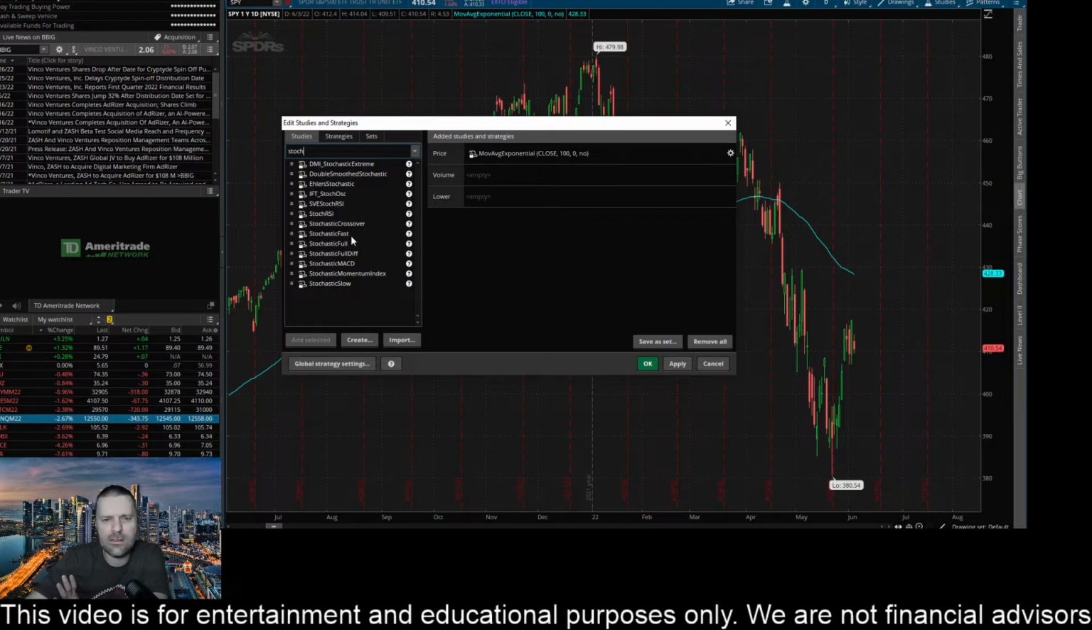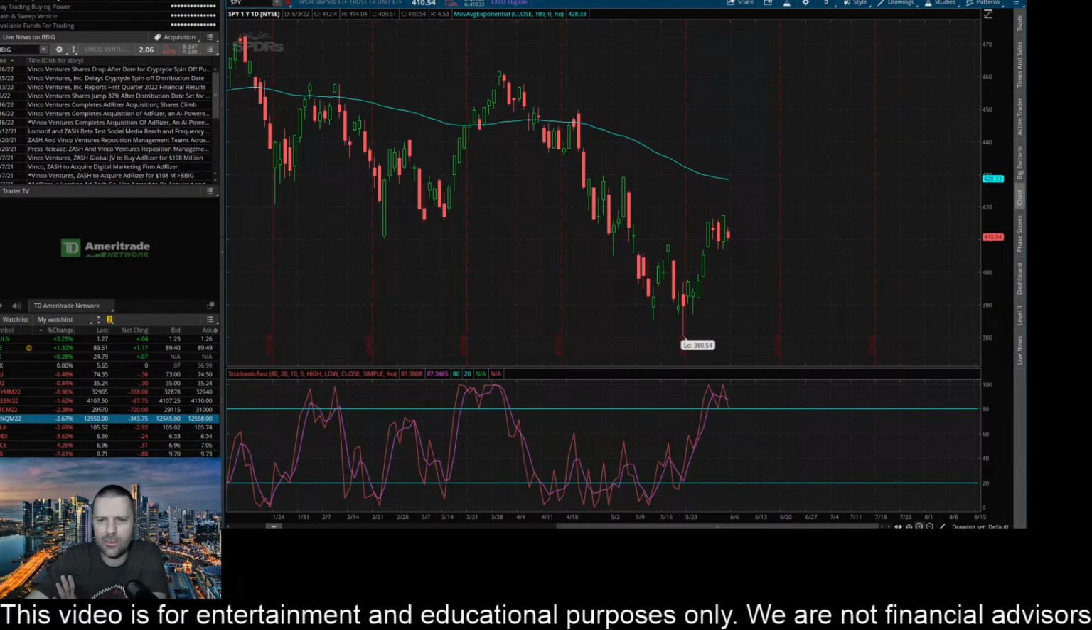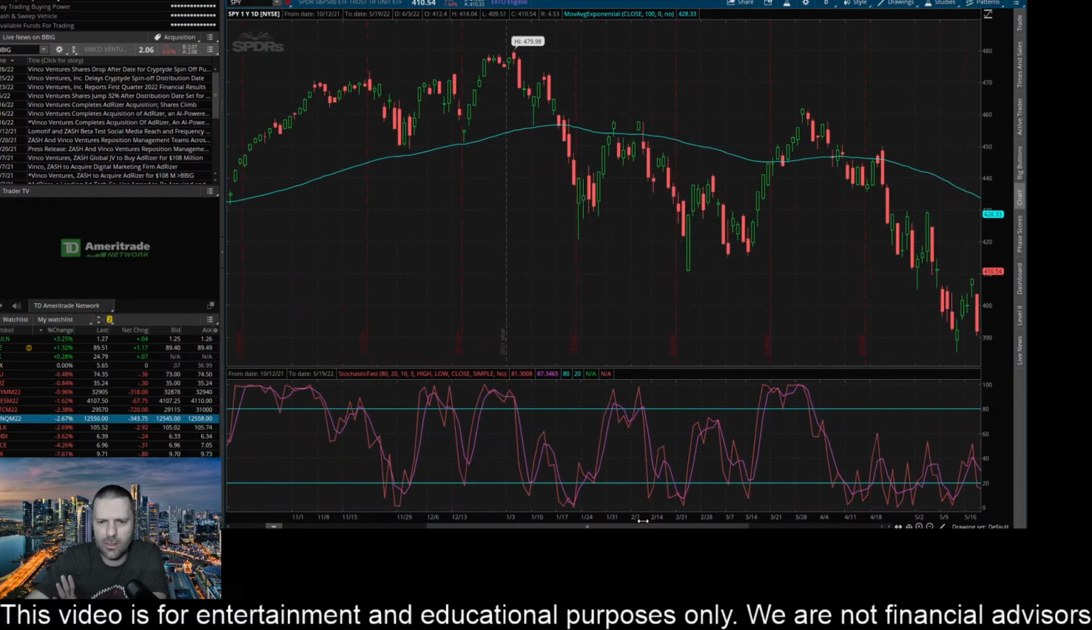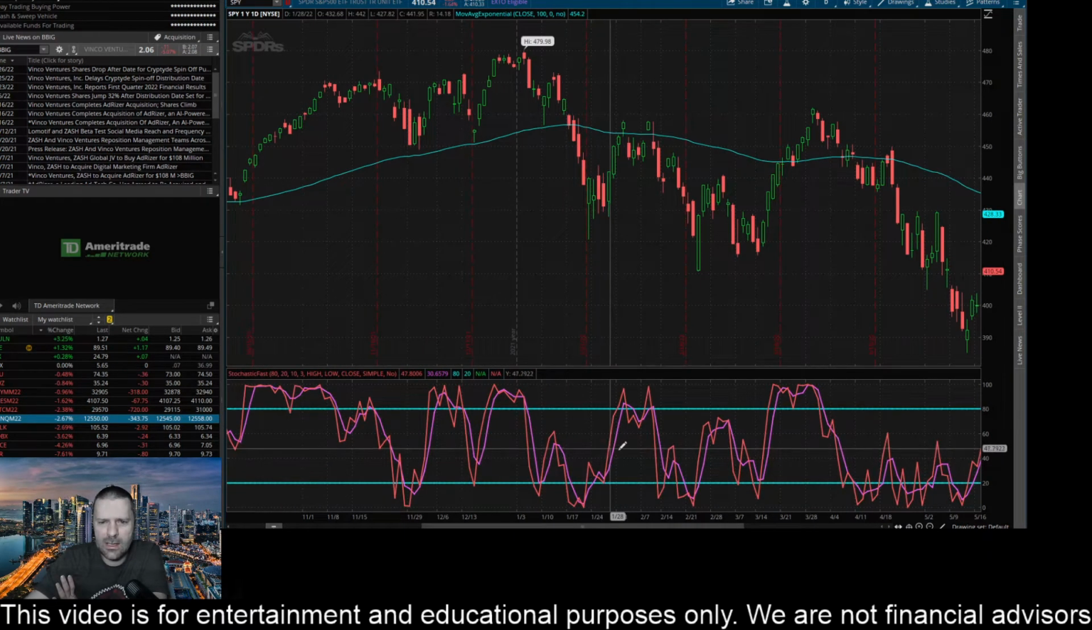So the fast is a little more sensitive to price movement and can trigger some false signals. So if you want something that's a little more reliable and a little less sensitive, you would go with the slow, but I'm just going to choose the fast for now. So go ahead and double click that, click apply and click OK. So now you can see that at the bottom of the chart here. The red line is going to be the percentage K, and then the purple line is going to be the percentage D.